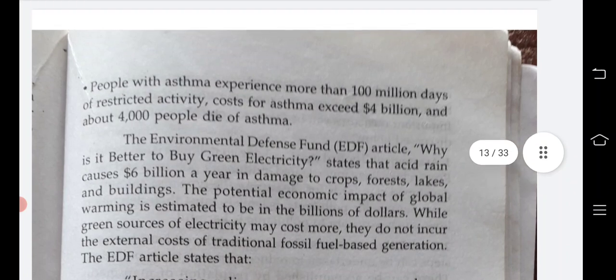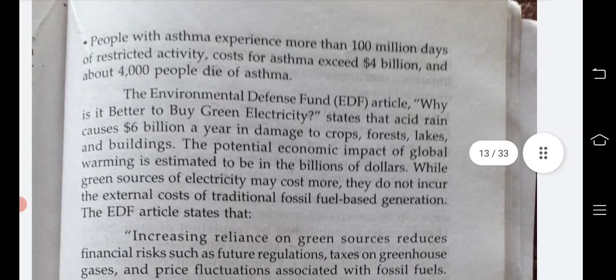Now, people with asthma experience more than 100 million days of restricted activity. They cannot go out to work. Cost for asthma exceeds $4 billion and about 4,000 people die of asthma. Now, this shows that even the economy is affected when the environment is not healthy, when the environment is not safe, when the environment is not clean. What happens is the entire economic activity is also impacted.